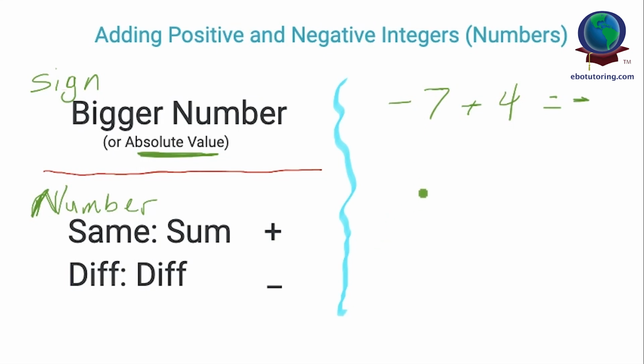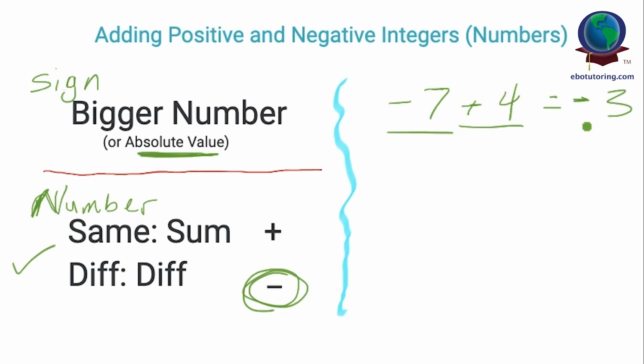All right. Now, same sum, different difference, the number part right here. That simply means, are they the same sign or different signs? The 7 is negative. The 4, because it has a plus sign in front of it, is positive. So they're different signs. What are you going to do? Different means to subtract. We subtract when they are different. So 7 and 4, the difference between those two is 3. There you go. That is the correct answer.